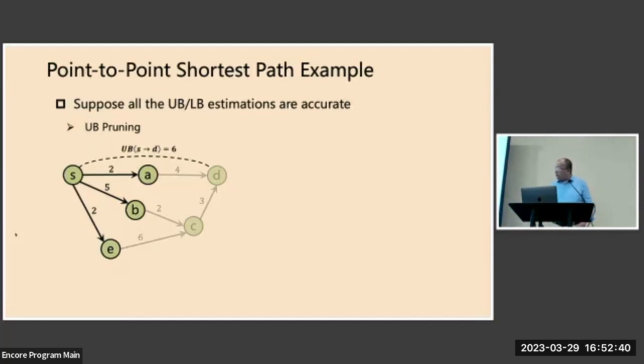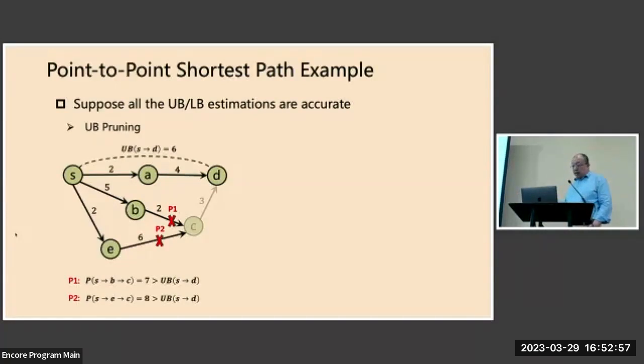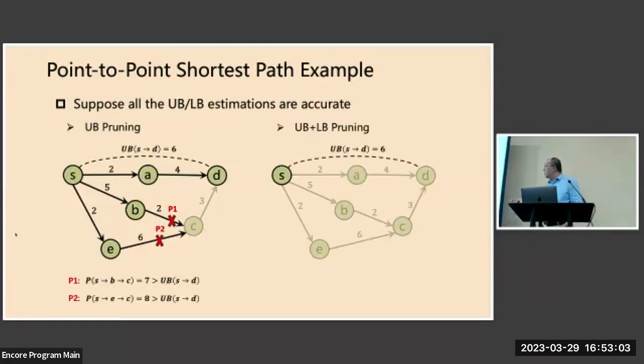So we need to go further, right? So next step, what you can see is that here, in this case, from B, we don't need to look further because 5 plus 2 is already larger than 6. We don't need to check C. And similarly, from E to C, we don't need to go further because 2 plus 6 is also larger than 6, right?